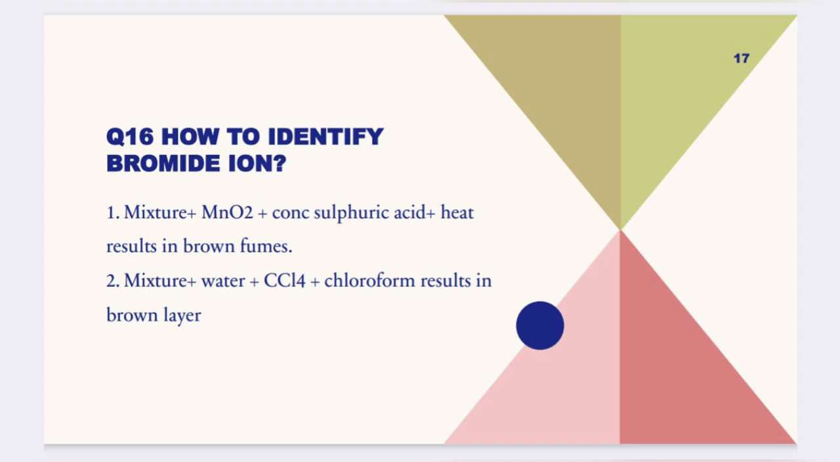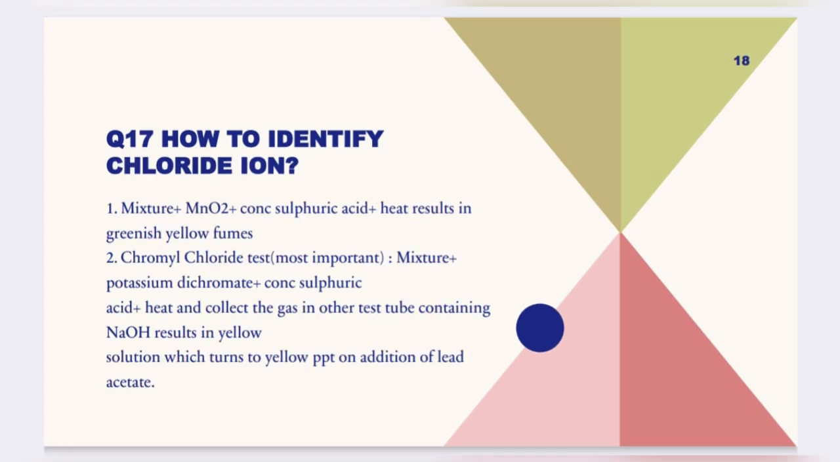We move to the next question, number 17. How to identify chloride ion, Cl minus? The mixture is treated with manganese dioxide and concentrated sulfuric acid and heated, which results in greenish yellow fumes.